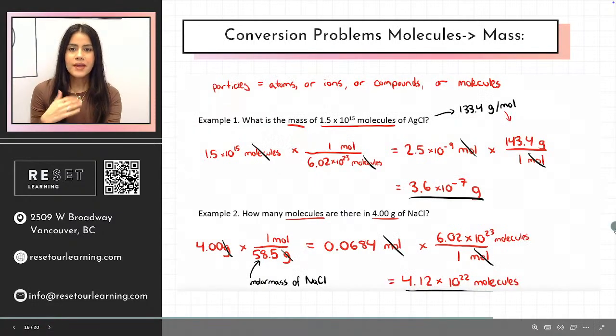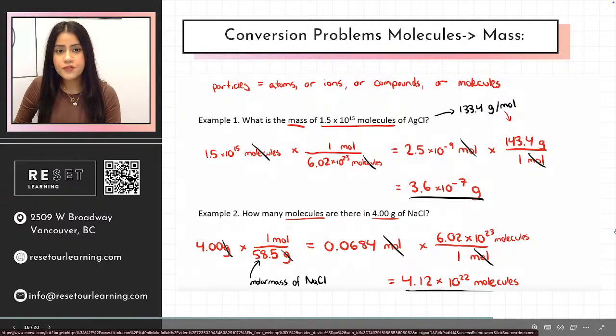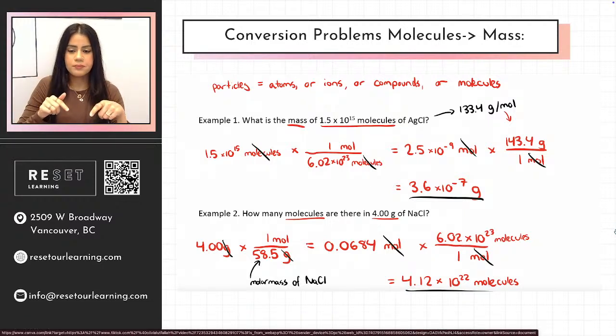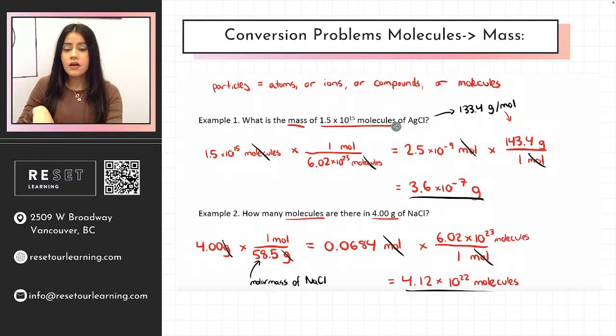Okay, conversion problems for molecules to mass. So this is the multi-step conversion that I was talking about. It's asking you to find the mass of 1.5 times 10 to the 15 molecules of silver chloride. Now, remember I told you particles, atoms, ions, compounds, molecules, same thing. Okay, all same vocabulary for the same category.